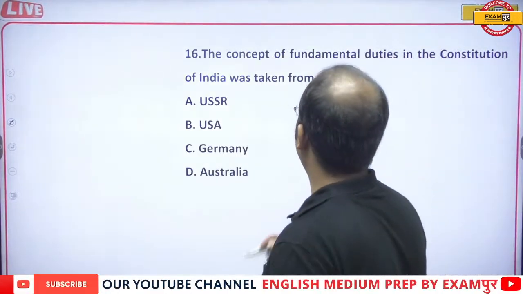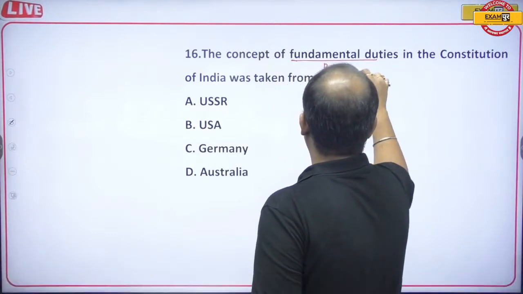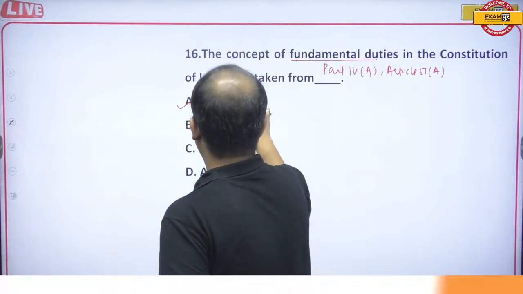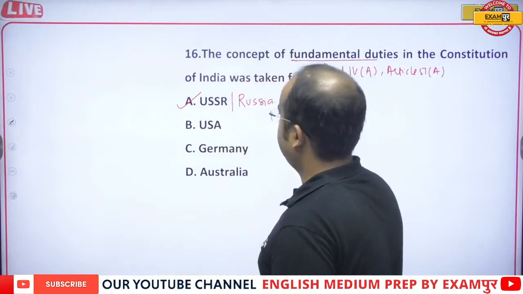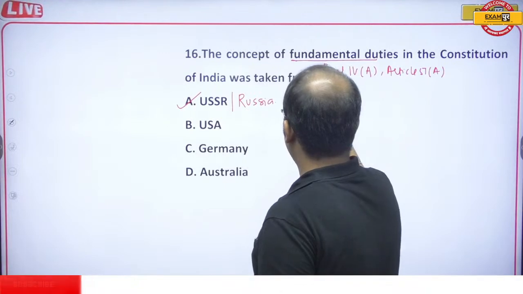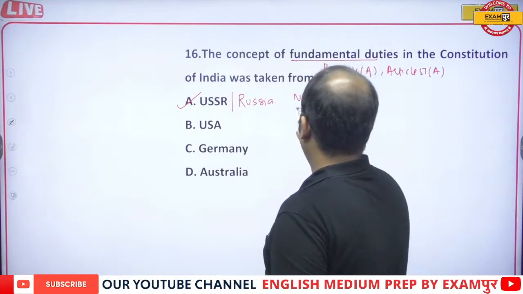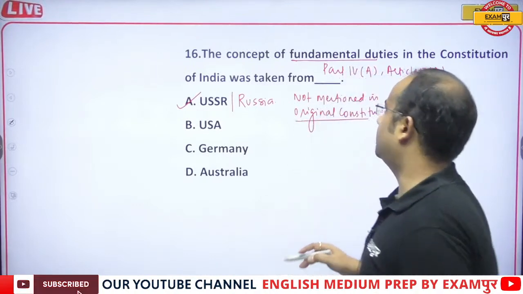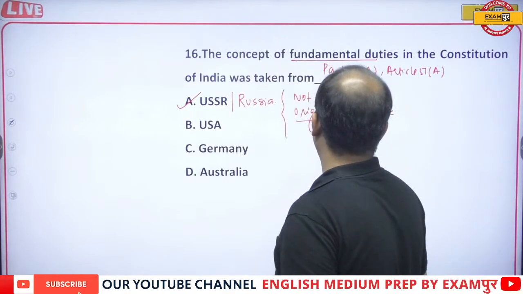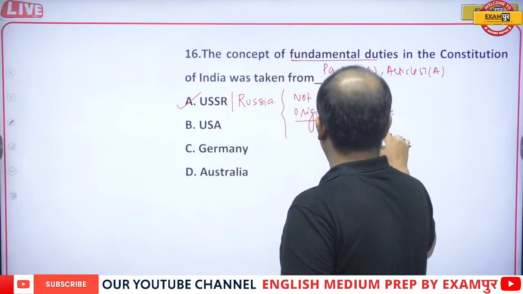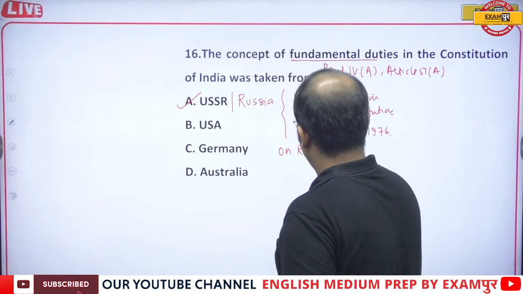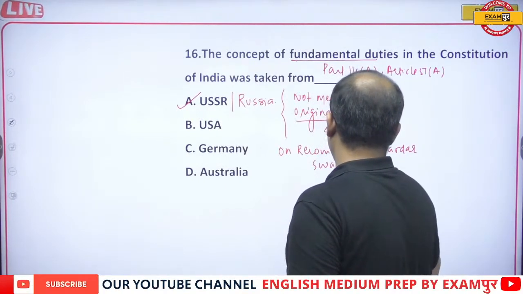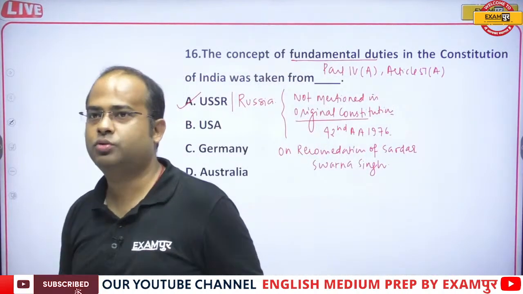Okay, let's see the correct answer. The concept of fundamental duties is in Part 4A, and we have only one article, Article 51A, and it is adopted from the USSR, or simply you can say Russia. It was not mentioned in the original constitution. It was added through the 42nd Amendment Act, 1976, on the recommendation of the Sardar Swaran Singh committee.